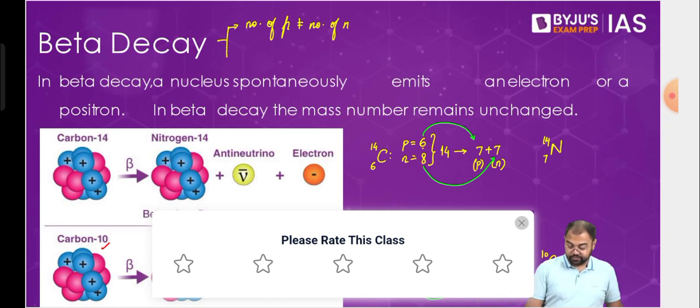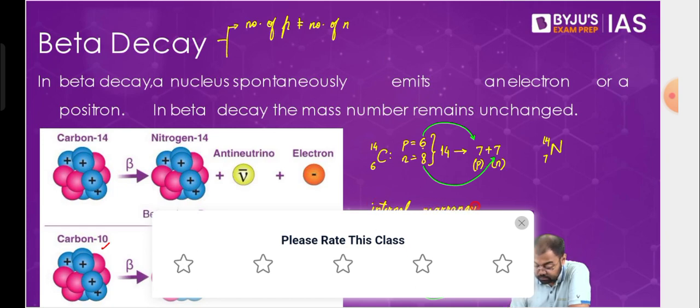In the first case, a neutron is converting into a proton, and in the second case, a proton is converting into a neutron. So there is an internal rearrangement. Internal rearrangement means that one of the particles is changing into another. Either protons are changing into neutrons or neutrons are changing into protons. One of the two will happen.